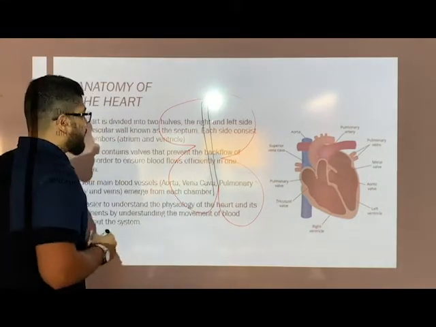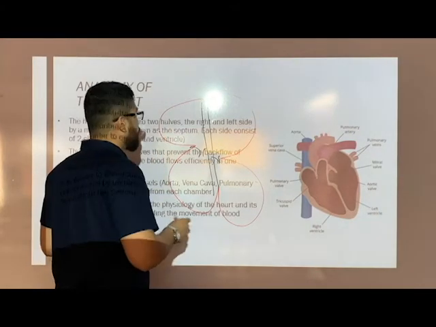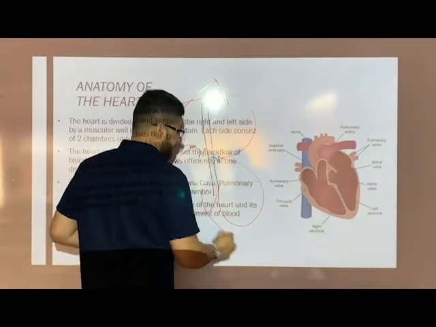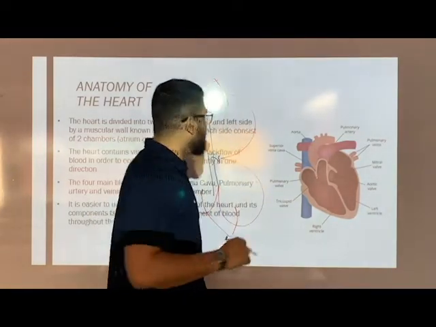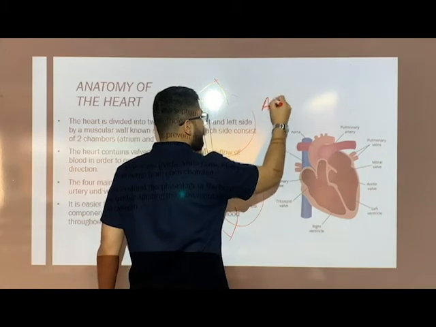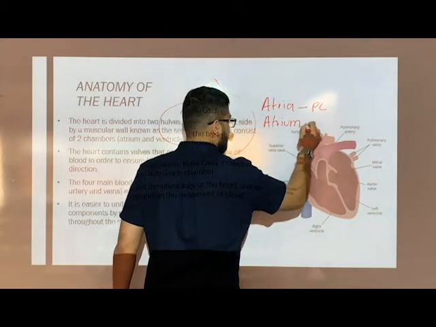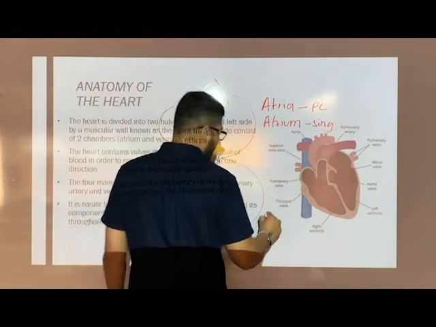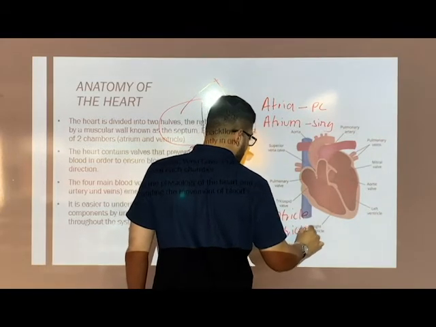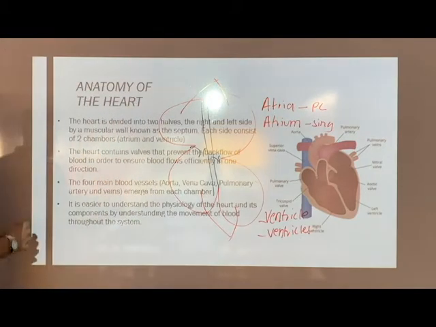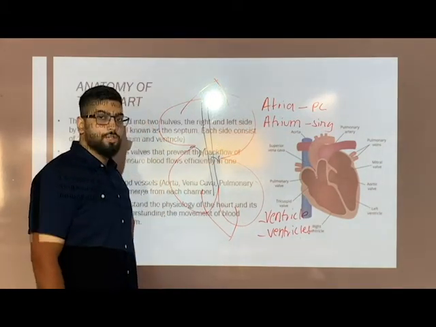So if you take your heart, you have basically four chambers, right? You have two upper chambers right here and two lower chambers down there. The names that you have to keep in mind are very simple. The two upper chambers, the plural is atria. Singular is atrium. And over here you have your ventricle, which is singular, and ventricles, which is plural. So you cut the heart open, you see that there are four chambers, two upper, two lower. Upper chambers are known as atria, lower chambers are known as ventricles.